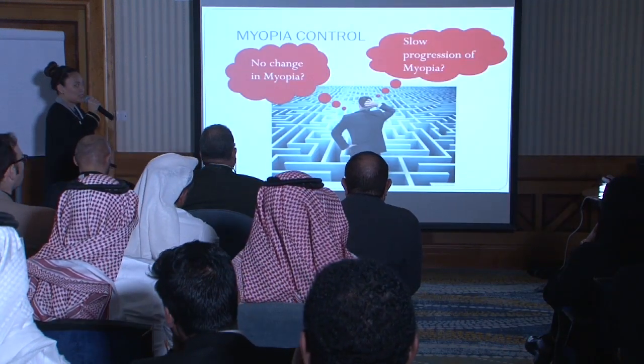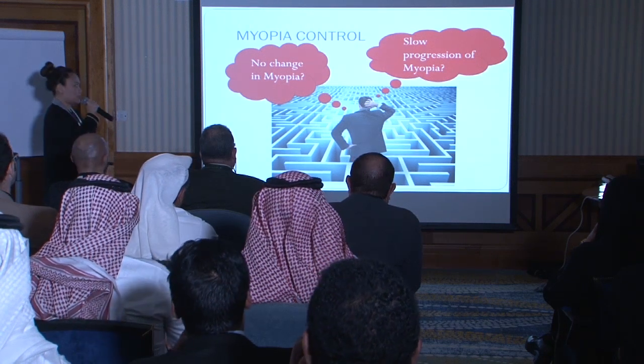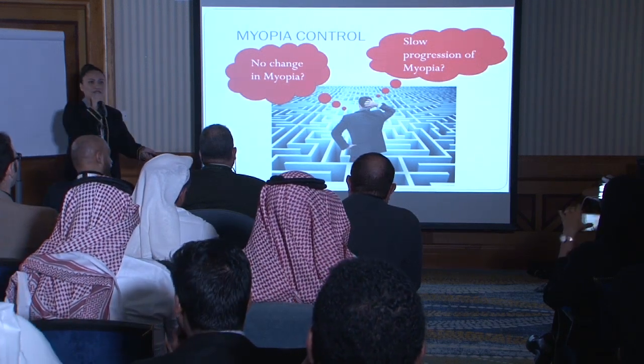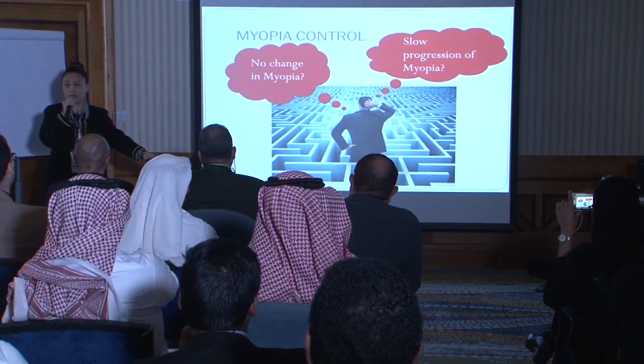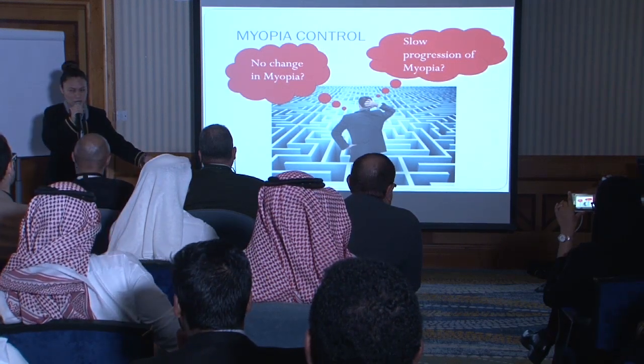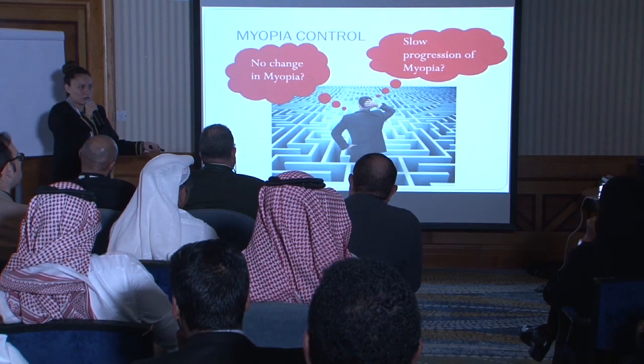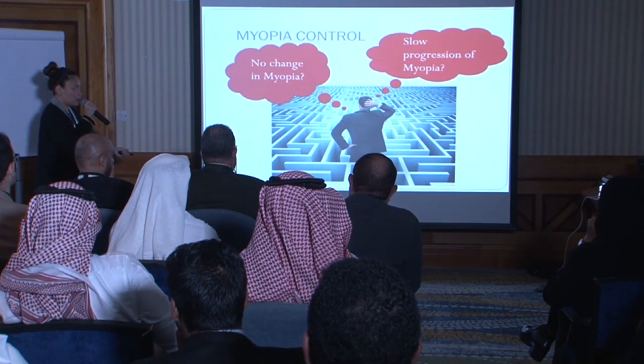Okay. So when we say myopia control, what do we mean? Does it mean no change in myopia? If you're 8 years old, you have -1. At 21 years old, if I control your myopia, you're still -1. Is that what we mean? Or do we mean that we just want to slow the progression of myopia?